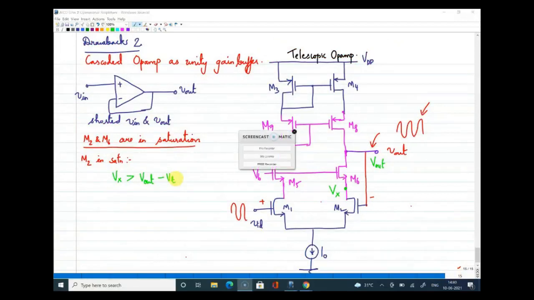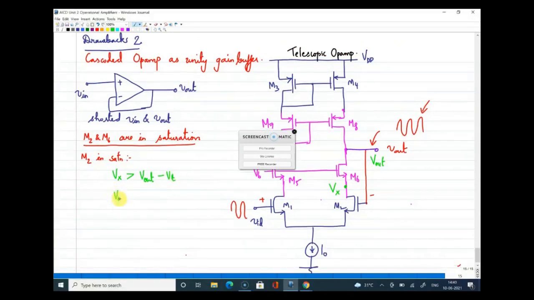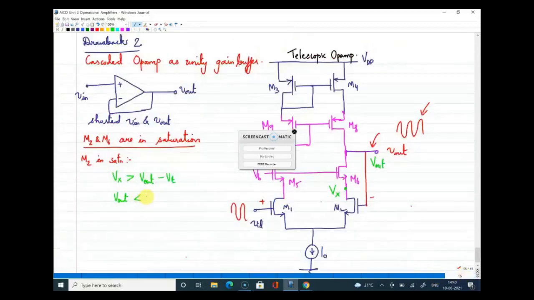All right, so Vx should be greater than V out minus Vt, or if I write in terms of V out, I can also say that V out should be less than Vx plus Vt. That is my first condition.